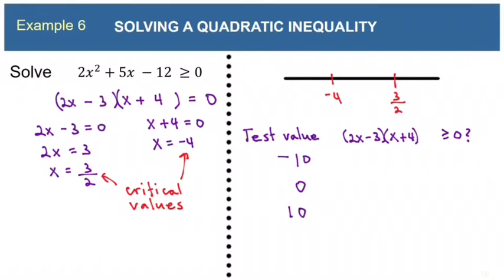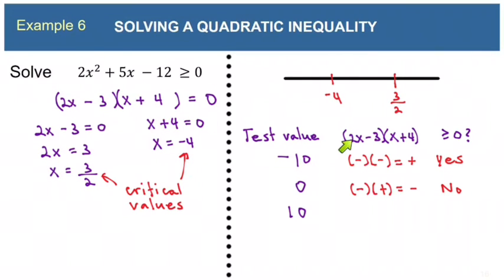All right, let's test our negative 10 in our factoring. 2 times negative 10 is negative 20, minus 3 is negative 23, but we only care about the negative. And then negative 10 plus 4 is negative 6. Now, any negative times negative would make a positive answer. So is that going to be greater than 0? And the answer is yes. And now let's plug in 0. 2 times 0 is 0, minus 3 is negative, and then 0 plus 4 is going to be a positive answer. Negative times positive is negative. Is that greater than 0? And the answer is no.